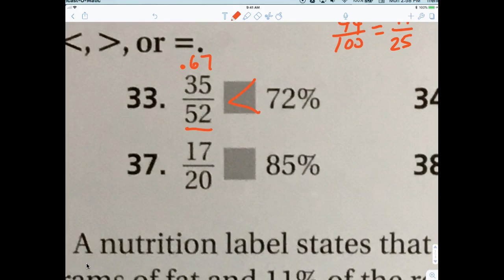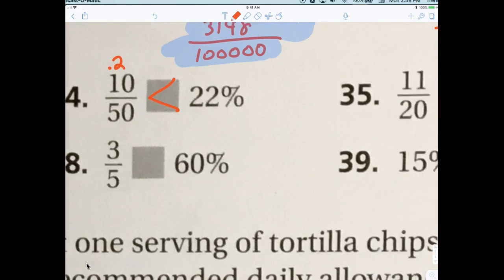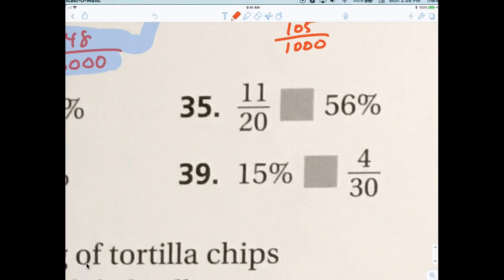All right. Number 34. Now, if you're not sure, you could take 10 and divide it by 50. Aiden, tell me. Yes, thank you. Greater than. Because 10 over 50 is what? 20%, or 0.2. All right. Number 35. You already told me. 11 over 20. 20 times 5 is 100. So 5 times 11 is 55. Beautiful. And so 55 is better. That's exactly correct, guys.